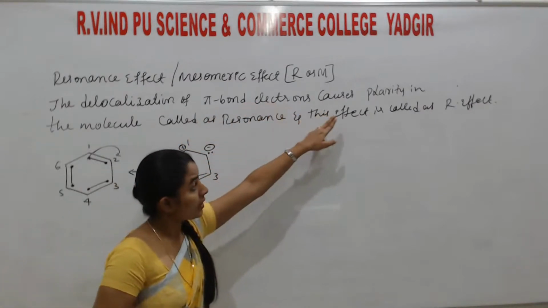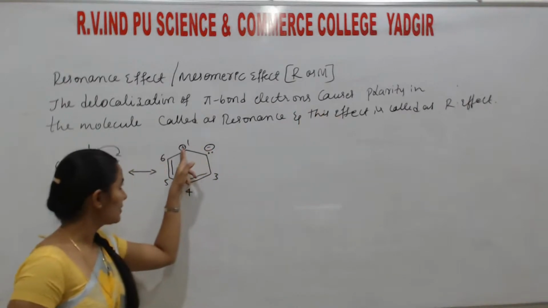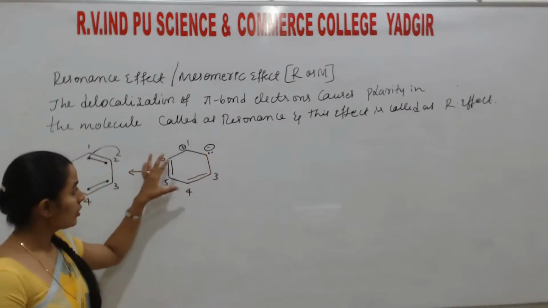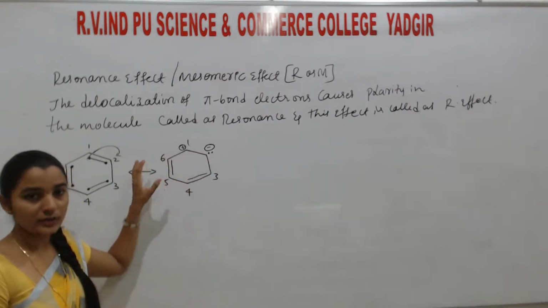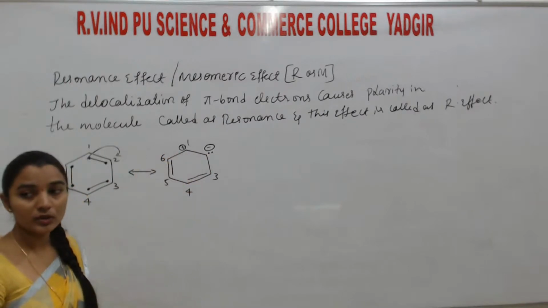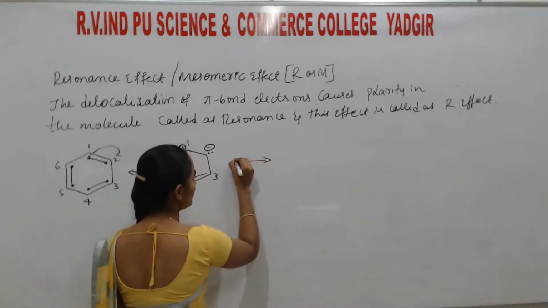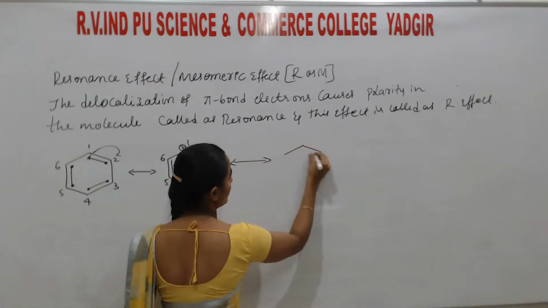So electrons cause polarity. Polarity means plus and minus charge. Understand? So delocalization of these electrons results in the polarity, that is called as what? Resonance effect. Listen, again I take the same benzene ring.